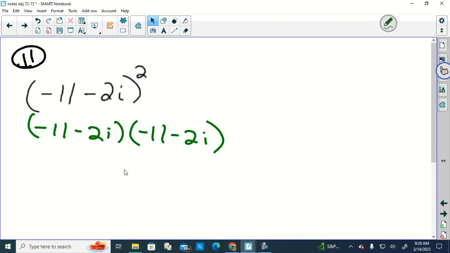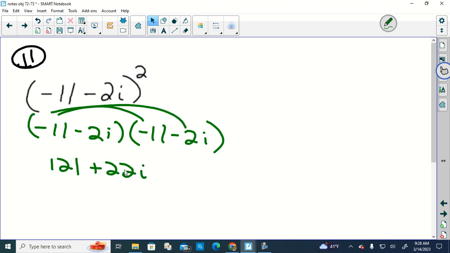So distributing this, a negative times a negative is going to be a positive 121. A negative times a negative again is going to be a positive 22i, and there was only one i. So we're done distributing that first one. Now we're distributing the second one to both of those in the right parentheses. So again, a negative times a negative is a positive 22i again. And then the last one, negative times a negative is a positive.